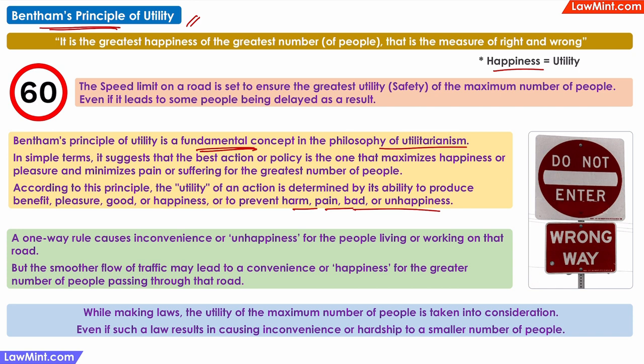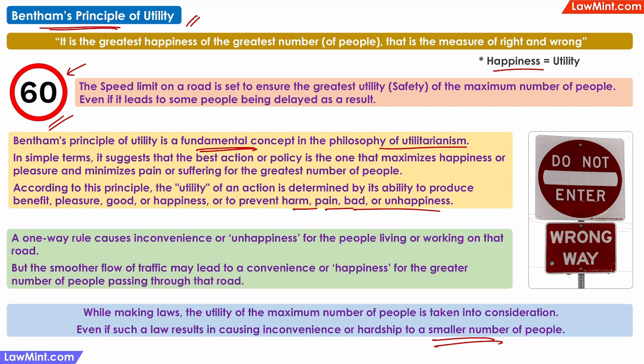Since it is practically impossible to make everybody happy at the same time, all the time, the actions or policies may lead to some inconvenience, pain or suffering or unhappiness to a smaller number of people. For example, the speed limit on a road may be fixed at 60 km per hour. You may have a car that is capable of comfortably cruising at 100 km per hour, and you may be a very good driver. And you may also believe that your time is getting wasted because you are being forced to travel at a slower speed.